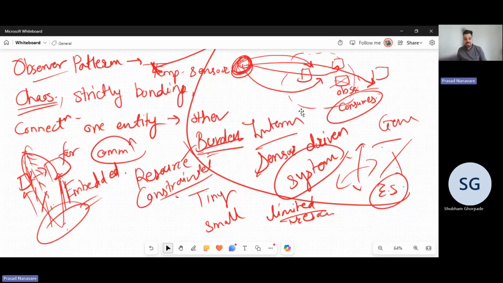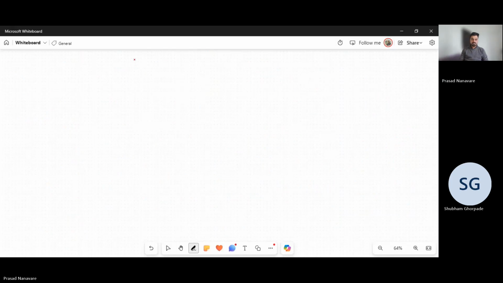Then the next pattern we have in place is the singleton pattern. A resource such as a communication port, a sensor interface, or a memory pool should be accessed by only one instance across the system. Any resource should be accessed only by one instance across the system.